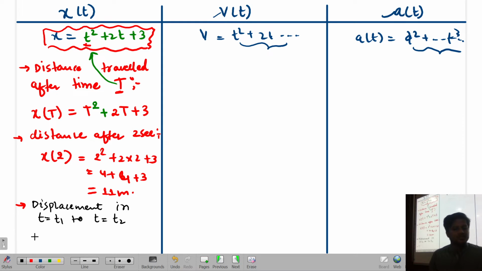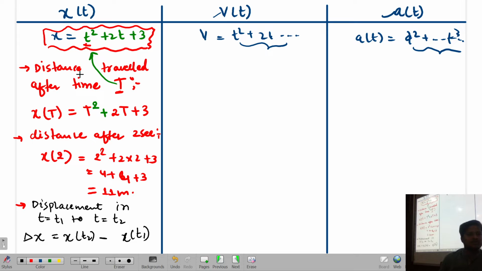If someone asks you to find the displacement, what will that be? I'm representing displacement by delta x. First find the displacement for total time t2, then find the displacement for total time t1. Apply the negative sign over here, and you will get the displacement. Are you able to get me or not?